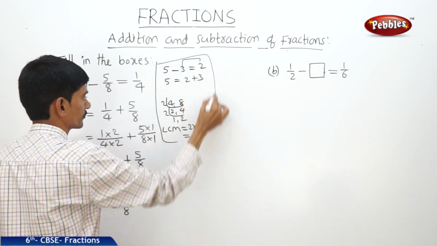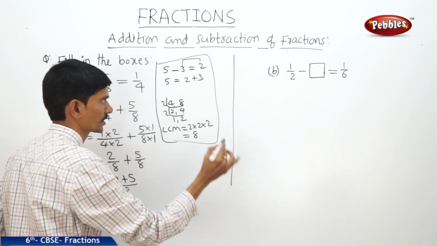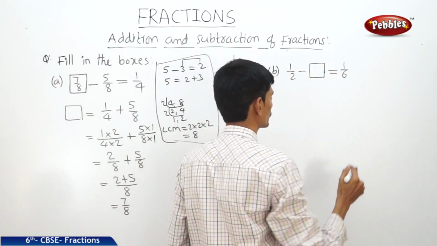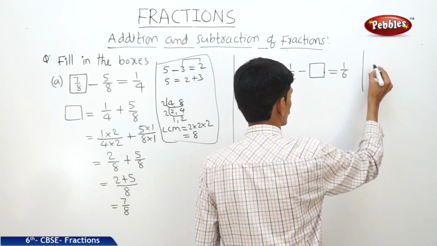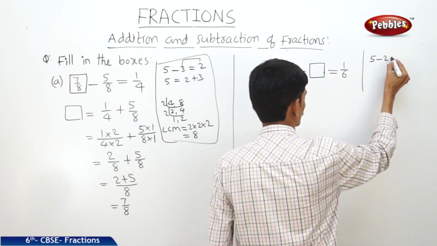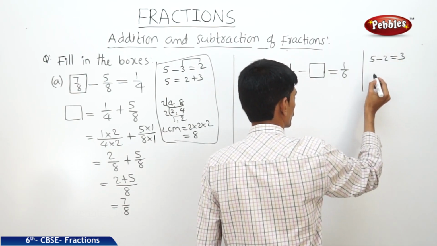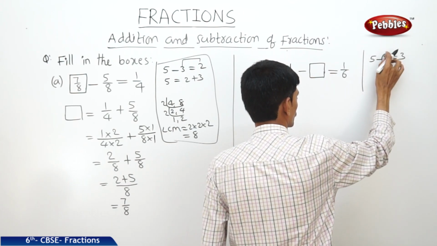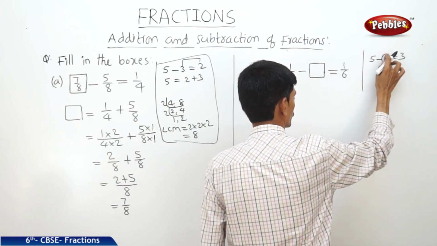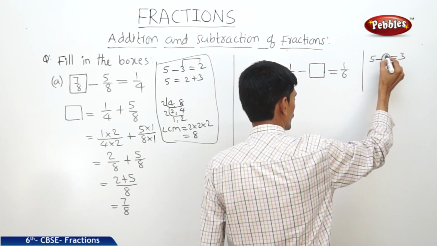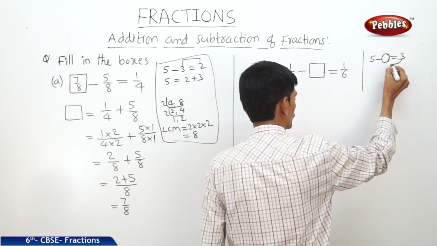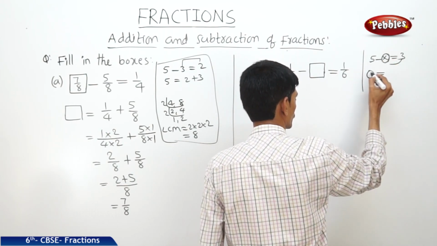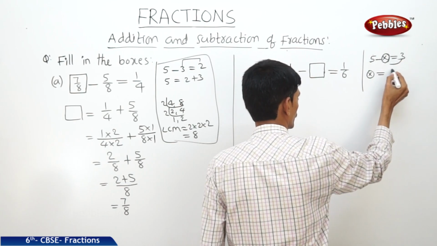Next, 1 by 2 minus blank equals 1 by 6. Now for example, 5 minus 2 equals 3. So then if you want to find the number 2, then in place of 2 there is a blank. So to find this blank we have to subtract 3 from 5. So then the blank, this x, equals 5 minus 3.